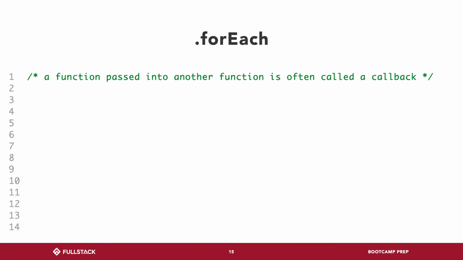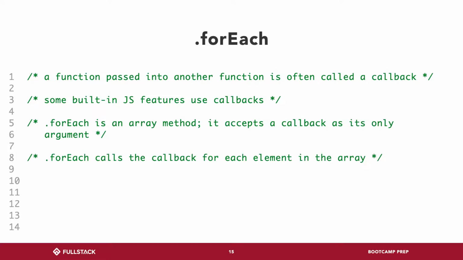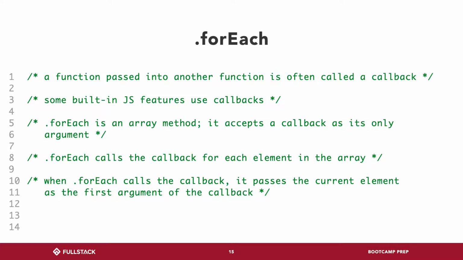So now I'm going to show you guys an array method, .forEach, which is kind of doing this. A function passed into another function is often called a callback. Cool. You guys know that. Some built-in JavaScript features use callbacks. .forEach is an array method, and it accepts a callback as its only argument. forEach calls the callback for every element in that array. When .forEach calls the callback, it passes the current element as the first argument of the callback.